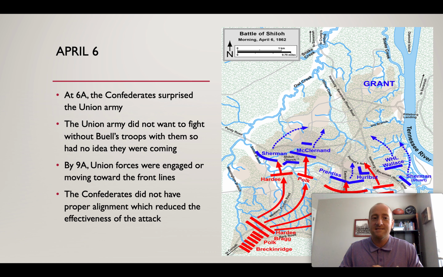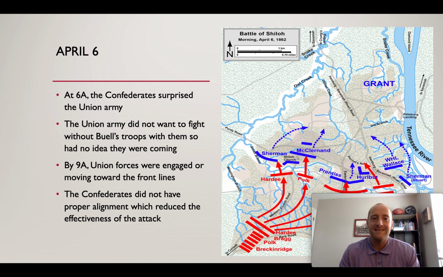So on April 6th, at 6 a.m., the Confederates wanted to surprise the Union Army. This was their plan. The Union Army, remember, did not want to fight. Buell was not with them yet, so they didn't want to go, and they had no idea the Confederates were coming. And by 9 a.m., the Union forces were engaged and moving toward the front lines.